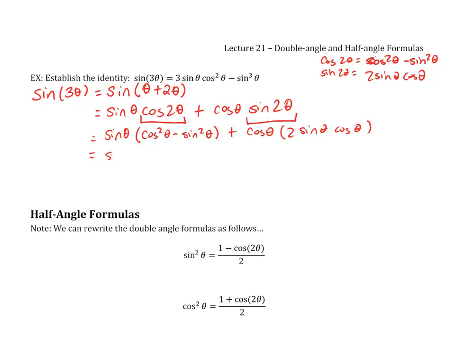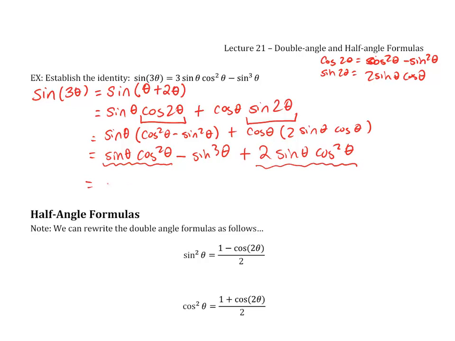Multiplying everything out gives me a sine theta cosine squared of theta minus a sine cubed of theta plus a 2 sine theta cosine squared of theta. Now this term here and this term here are like terms, so I end up with 3 sine theta cosine squared of theta minus sine cubed of theta. Proved.